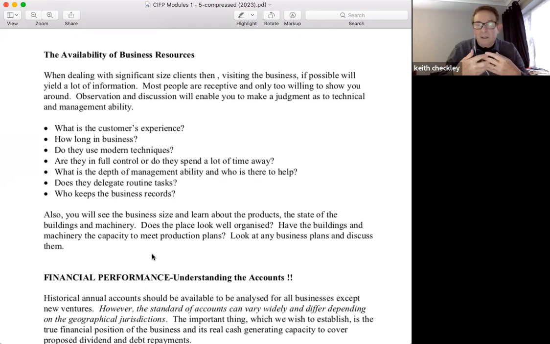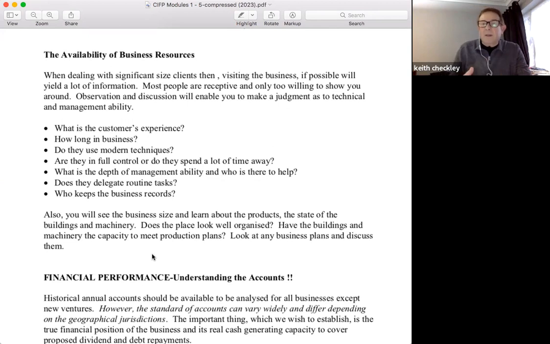You might never make one in your particular job, but at least you'll have the information. And there should always be someone from the organization visiting the business to see the information you can get out. Most people are receptive and willing to show you around. And here's a non-financial analysis point: your observation and your discussions will enable you to make a judgment as to technical and management ability.